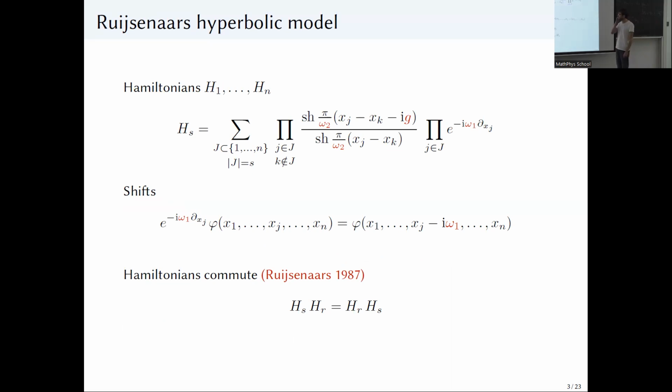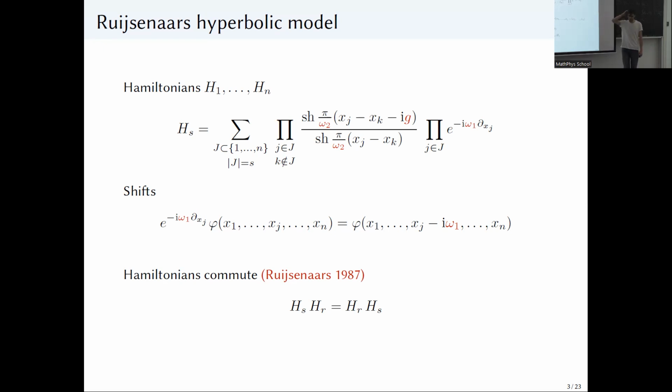First of all, I need to introduce this model and say a bit about what was known for it before. This Ruijsenaars model is a model of n particles that live on the line and whose coordinates are labeled standardly by xj. It is characterized by the Hamiltonians h1, h2, and so on up to hn. The number of Hamiltonians is the same as the number of particles, and all of these Hamiltonians are operators which can be written by this universal formula.